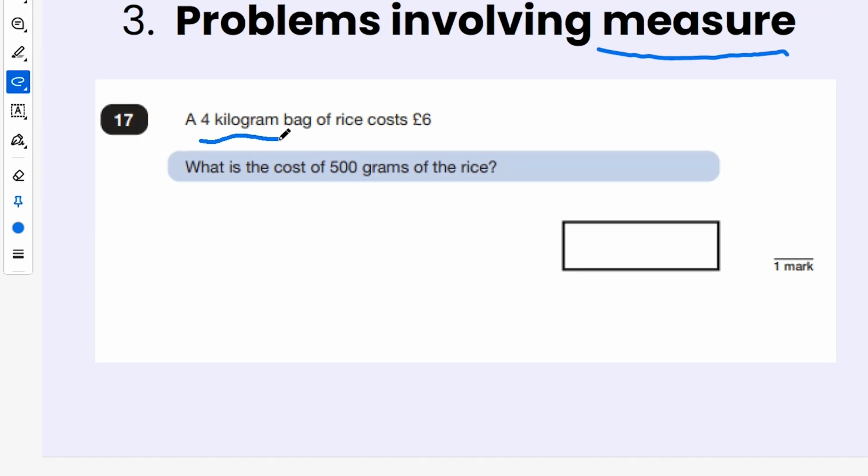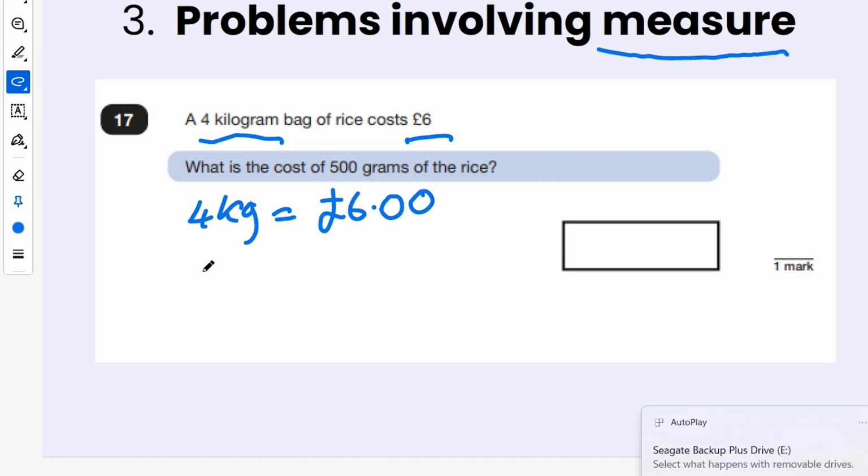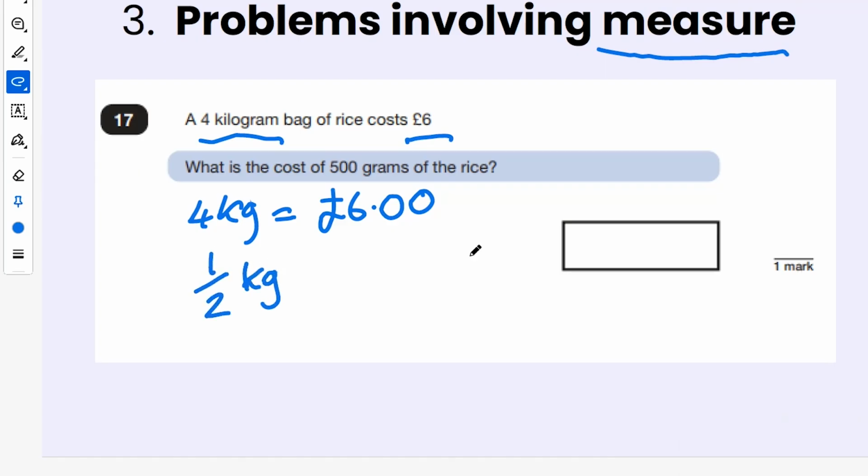A 4 kilogram bag of rice costs £6. What is the cost of 500 grams of rice? Okay, so 4 kilograms of rice costs £6. That's what we know. We know also that 500 grams is half a kilogram. So what am I going to have to do here? I'm going to have to divide 600 by 4 to work out the cost of 1 kilogram.